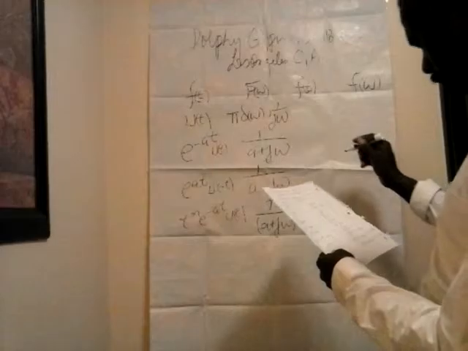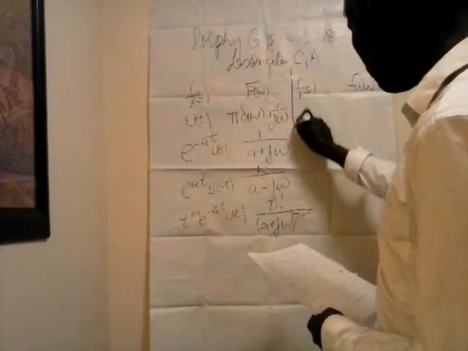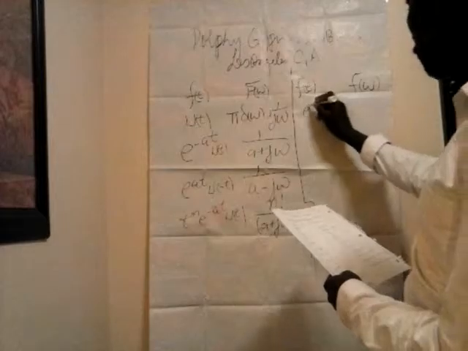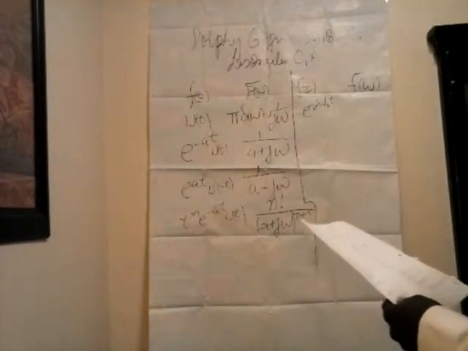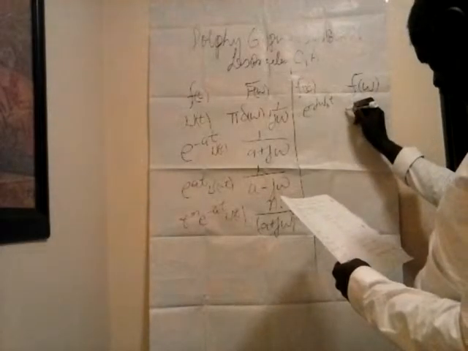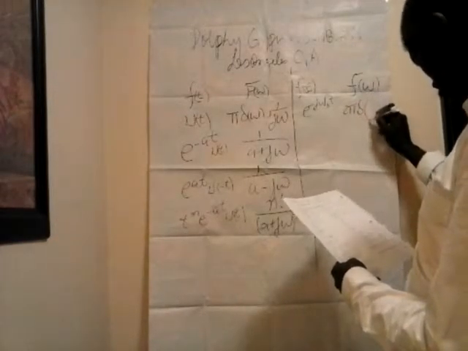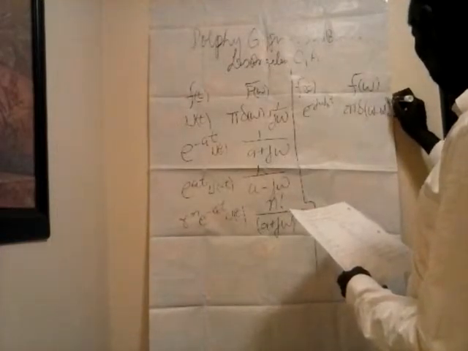Let's look at e to the minus j omega 0 t. f of t is equal to that now. We get that F of omega is equal now to 2 pi delta omega minus omega 0.